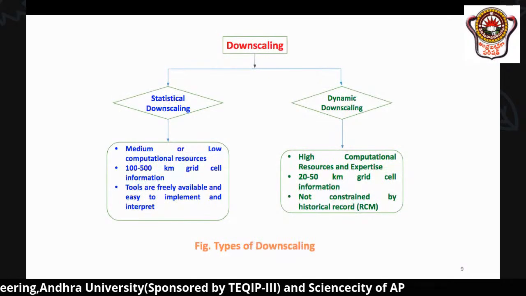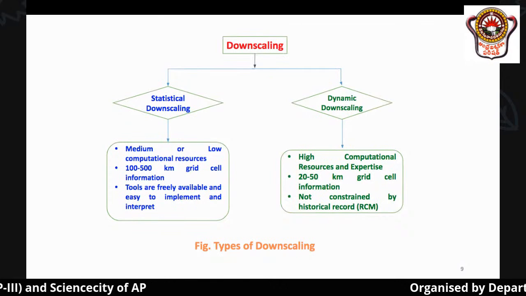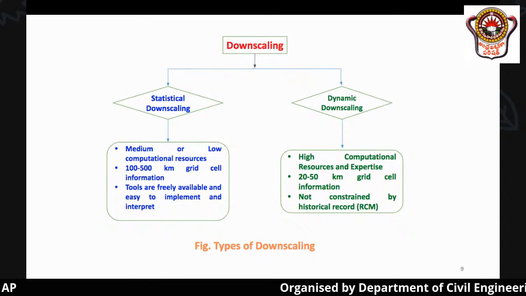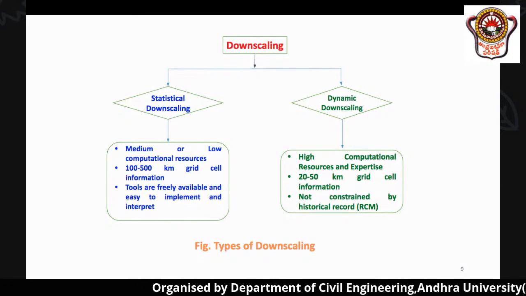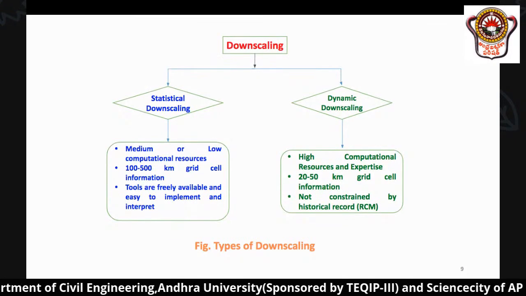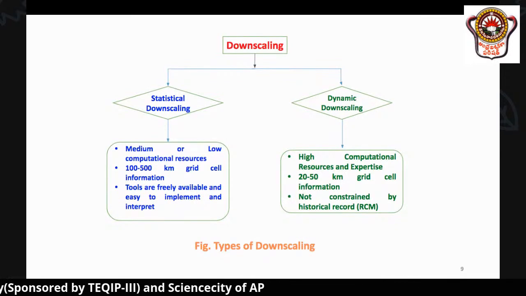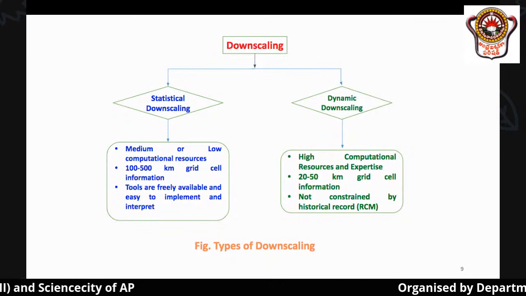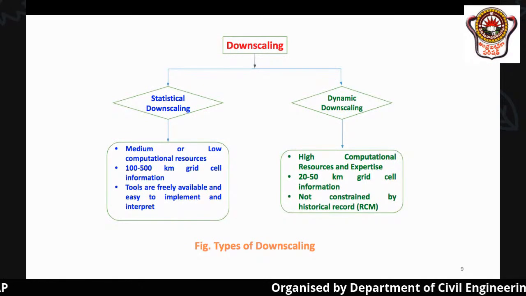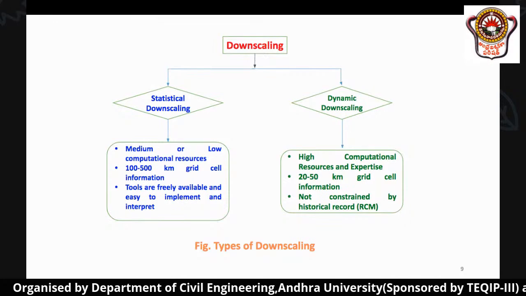Suppose we have the global circulation data with us, and you want to downscale it to the required region. Suppose you have the whole world data and you want to downscale it for the Godavari, to small points on the order of 10 square kilometers by 10 square kilometers. So we need to go for one of the downscaling methods. One is statistical downscaling, the other is dynamic downscaling.